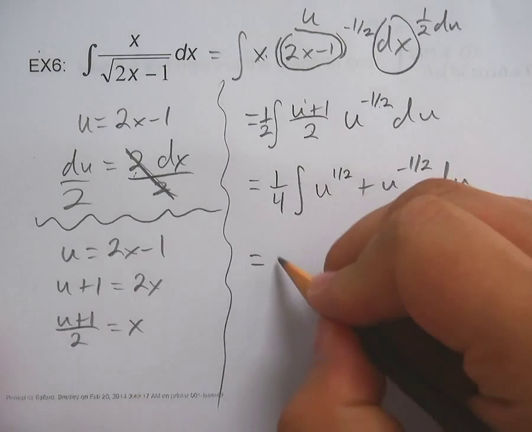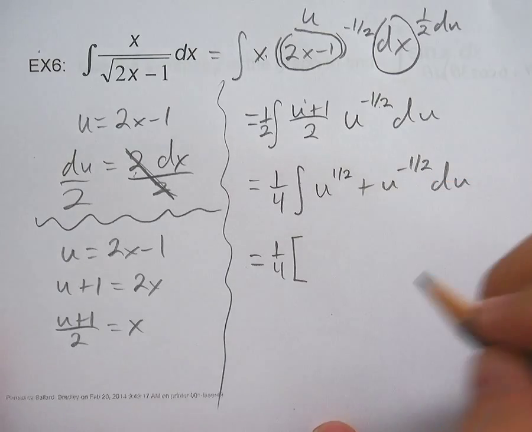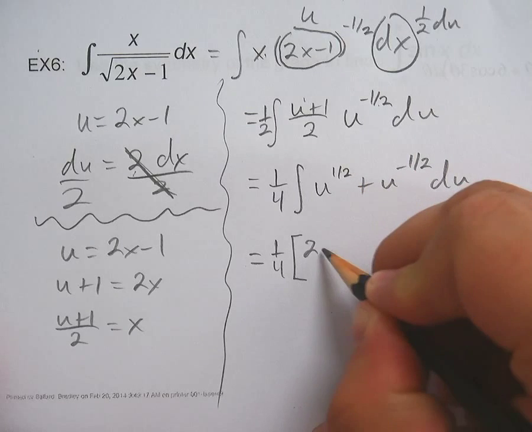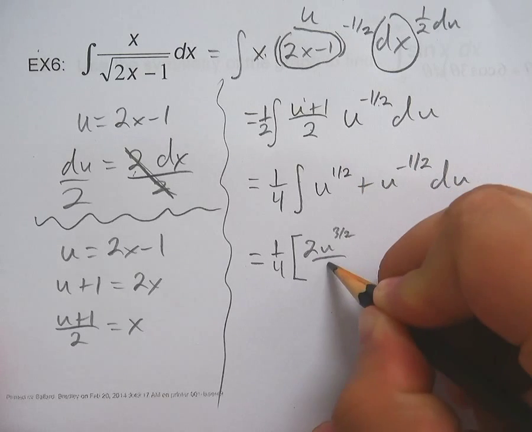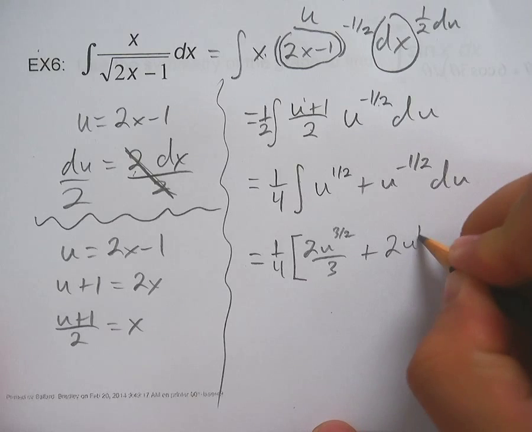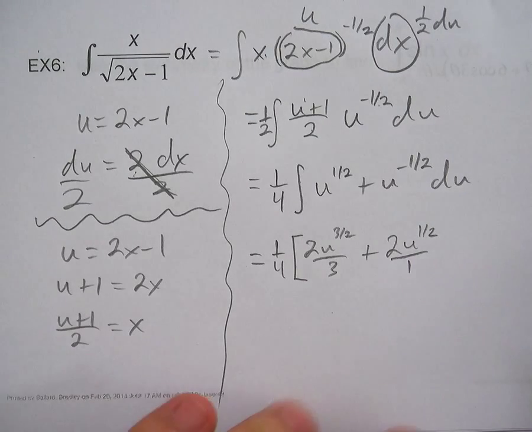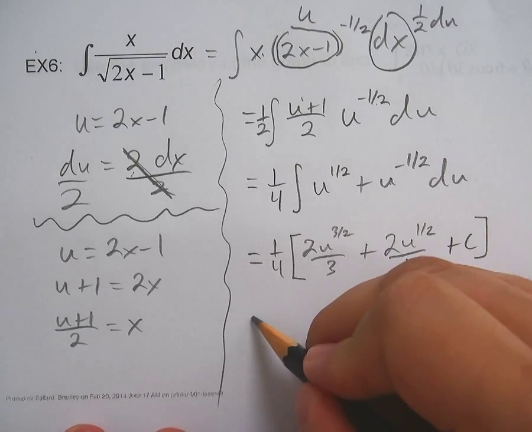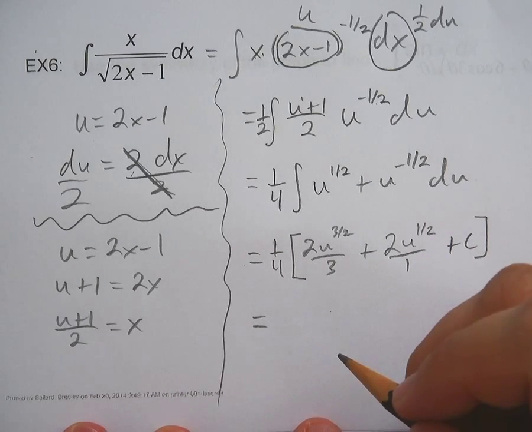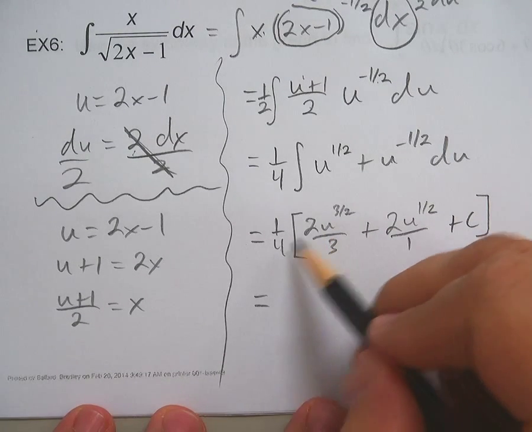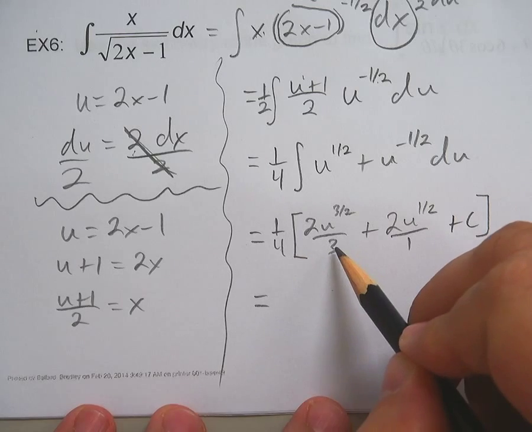And that's going to be 1/4. This will be u to the 3/2 over 3/2, so 2u to the 3/2 over 3. u to the 1/2 over 1/2, so 2u to the 1/2 over 1, plus c, which is going to be, if we simplify this out here, we've got the 2 and 4, so this will be 2 over 12, which is 1/6.